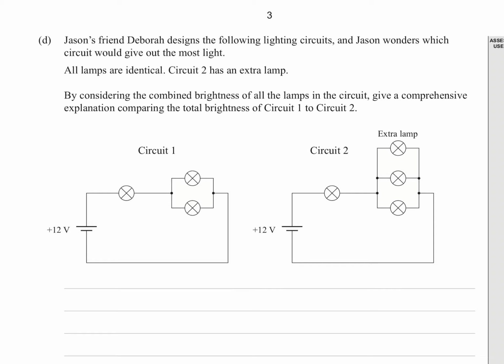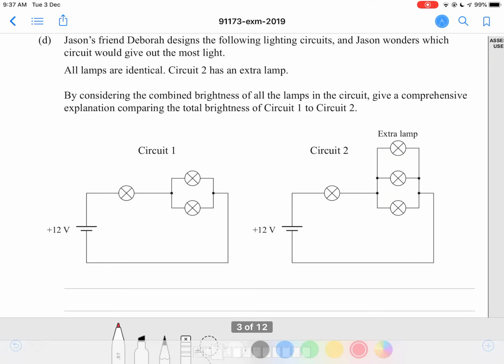Alright, D. Jason's friend Deborah designs the following lighting circuits, and Jason wonders which circuit will give out the most light. All lamps are identical. Circuit 2 has an extra lamp. By considering the combined brightness of all the lamps in the circuit, give a comprehensive explanation comparing the total brightness of circuit 1 to circuit 2.